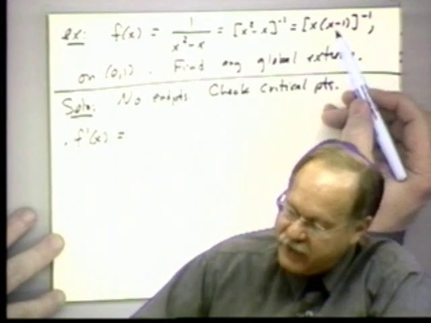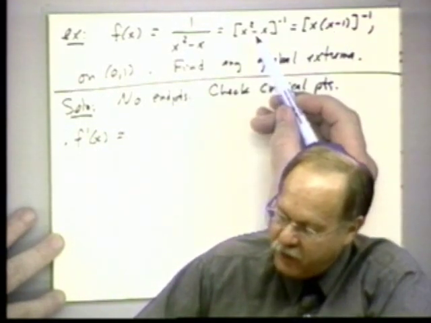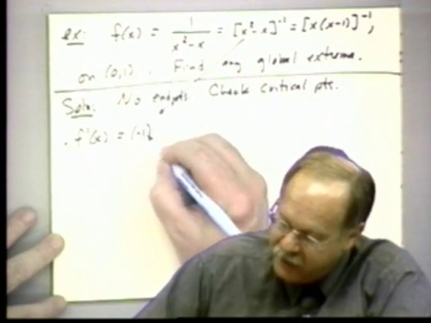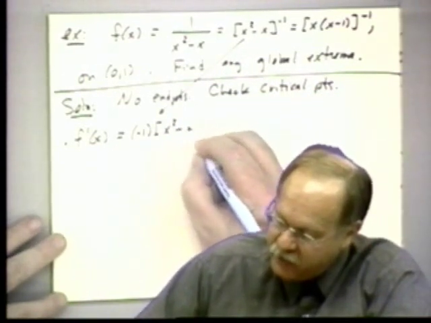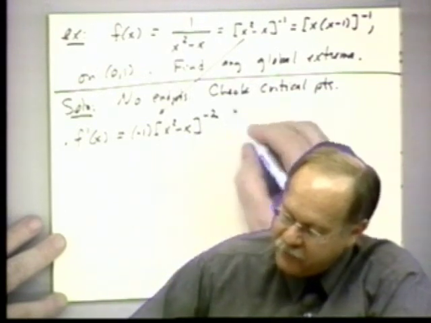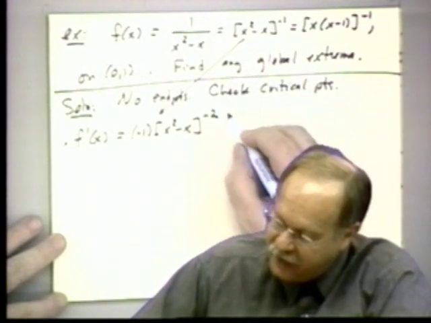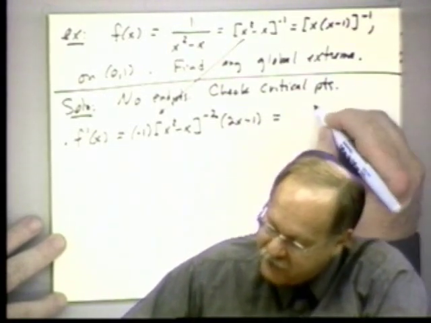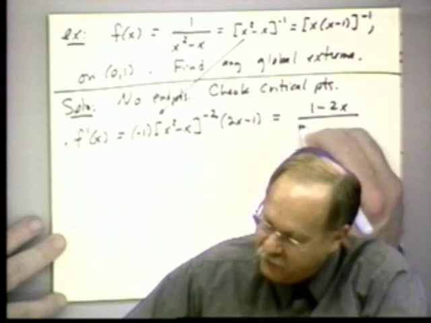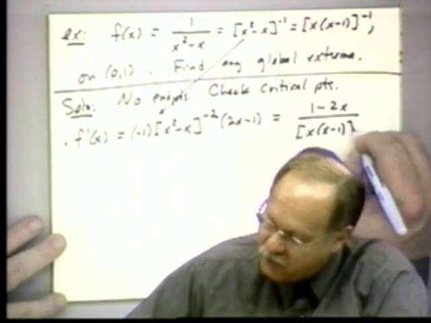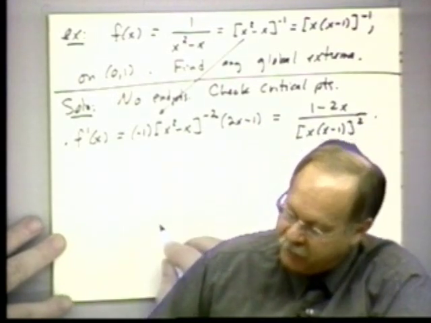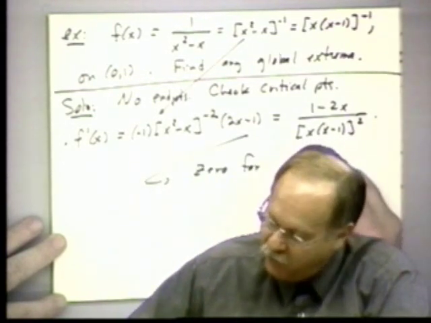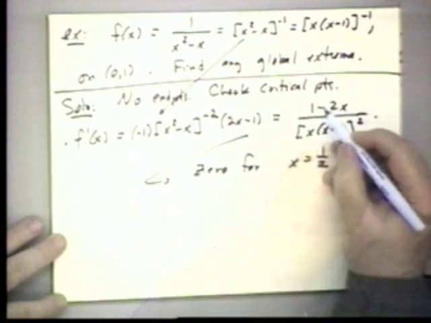The derivative, let's see, I will choose this middle form. I think this is easiest to work with. So using the middle form, I get minus 1 times x squared minus x to the minus 2 power times the derivative of the inside, which is 2x minus 1. That simplifies to 1 minus 2x over x times x minus 1 squared on the bottom. This is going to be 0 for x equals 1/2. That's where the top is 0.